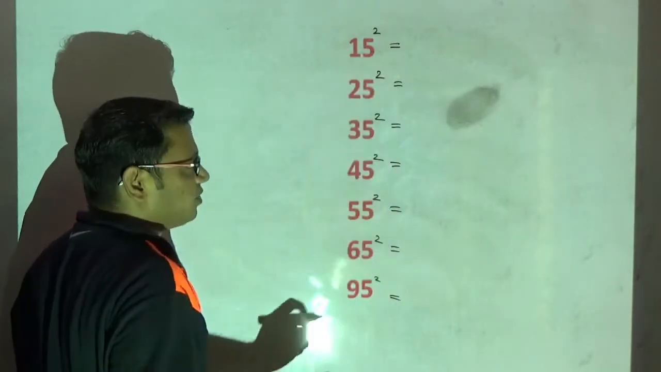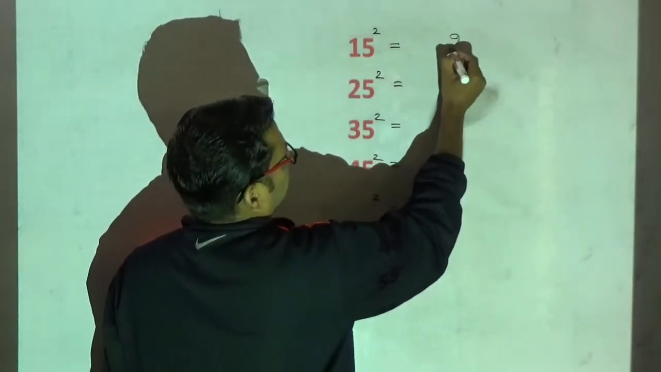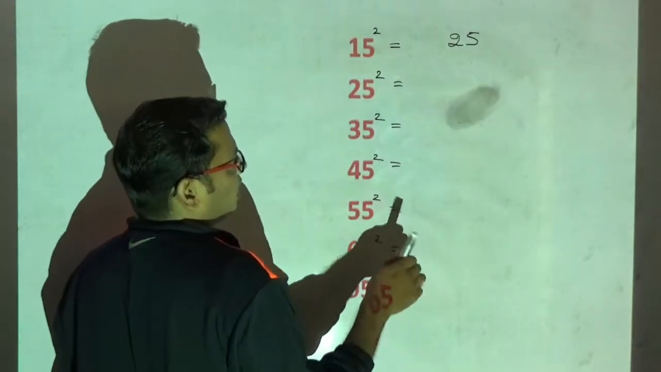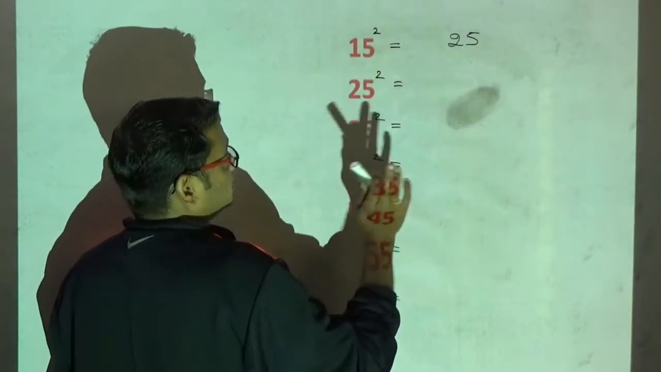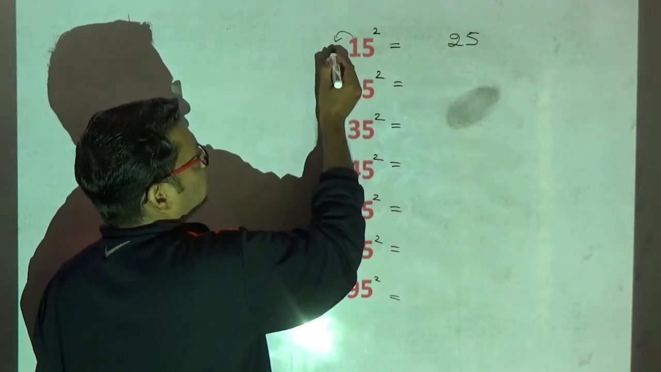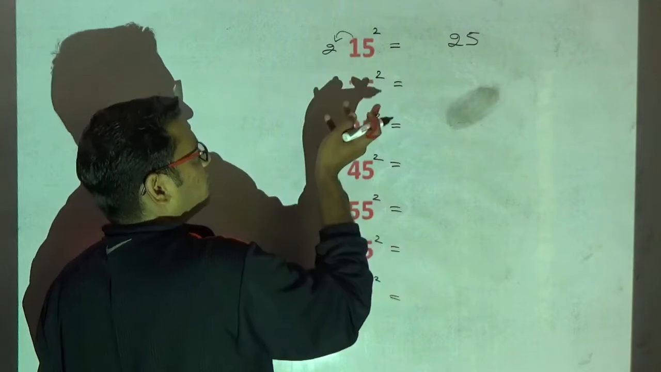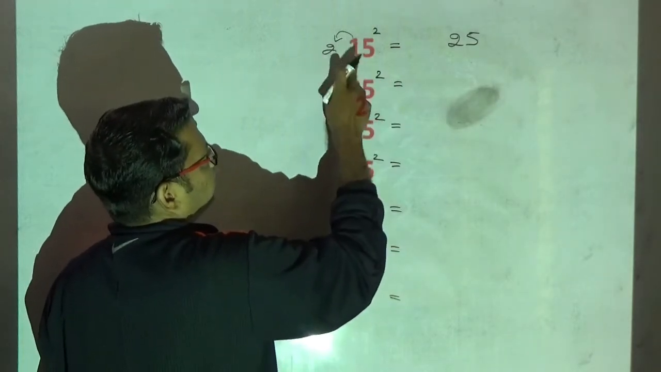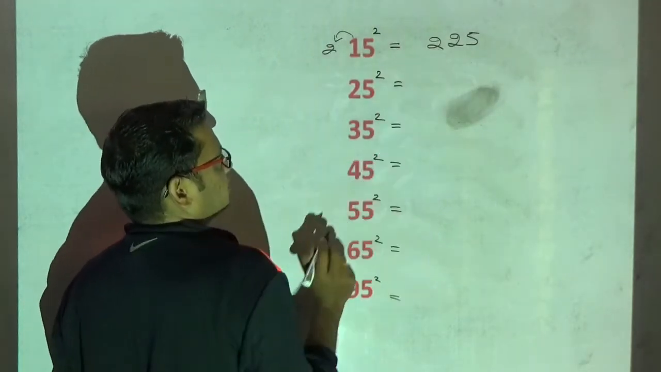What is 5 square? 25. Don't write any carry, write 25 as it is. Just write 25. This is only for a number ending with 5. Then, what is the next number of 1? 2. 2 into 1 is 2. Write this. That's your answer.